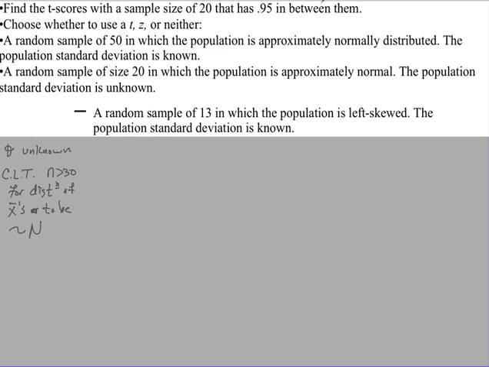For example, we'll do these things here. Find the t-score with a sample size of 20 that has 0.95 between them. So I'm not in z's anymore, I'm on t's. You need to find this t, and you need to find this t. For a sample size of 20, the degree of freedom is going to be 19, and this middle is 95%. If this middle is 95%, then that means the tails are 5%, I'm sorry, that's 2.5% in each tail. The one-tailed probabilities are going to be 2.5% and 2.5%.